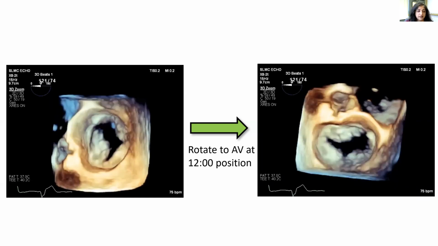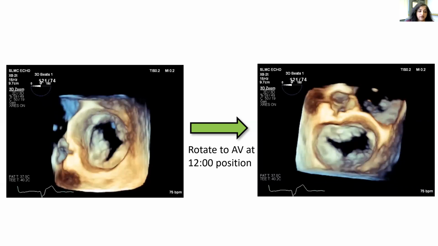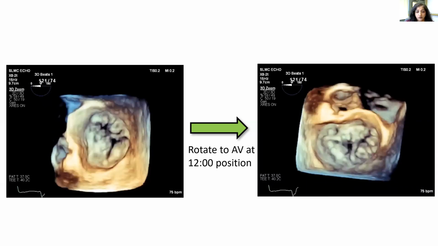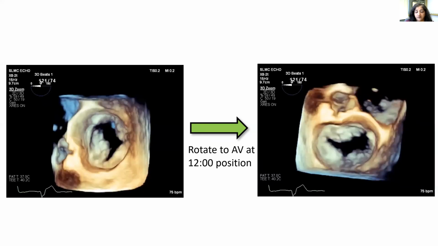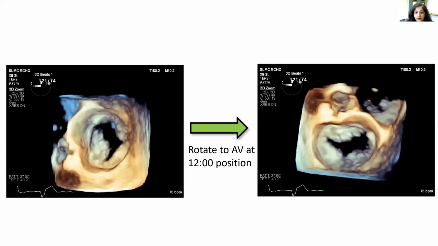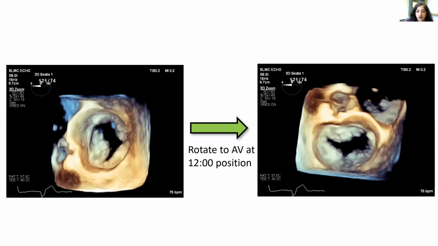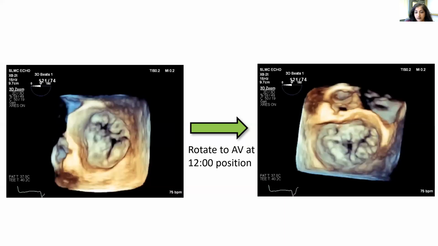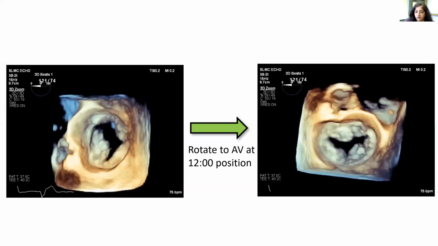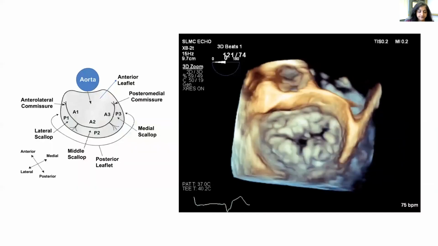Once we have this, on this side of the screen is the anatomic view of the mitral valve. We then rotate so that the aortic valve is at the 12 o'clock position. This becomes the surgical view of the mitral valve, and this is really the standard 3D TEE view upon which mitral valve pathology is evaluated. You can expect to see 3D mitral valve TEE questions on your echo boards.